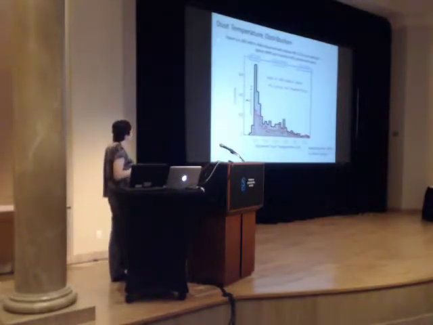So here is a dust temperature distribution for roughly 300 debris disks. They all have infrared excess emission. They were observed with Spitzer IRS, and a lot of them come with Spitzer MIPS and Herschel 100 micron photometry. So using those, we can determine the dust temperature for these systems pretty well. So here's the histogram for those 300 debris disks.